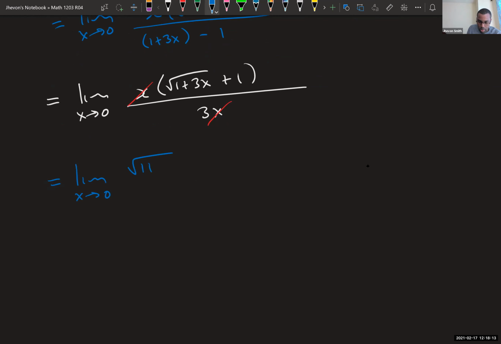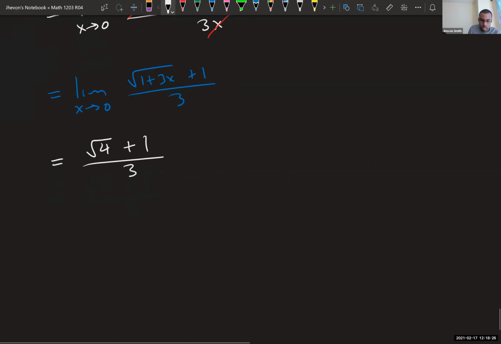So you get 1 plus 3x plus 1 over 3. And at this point, we can plug in. That's going to give me radical 4 plus 1 all over 3. And what do we get here? That's 2 plus 1, which is 3. So you get 1 as the answer. Right? Notice that I stopped writing the limit sign because I actually just took the limit. I plugged it in. Yeah, and that's that one.